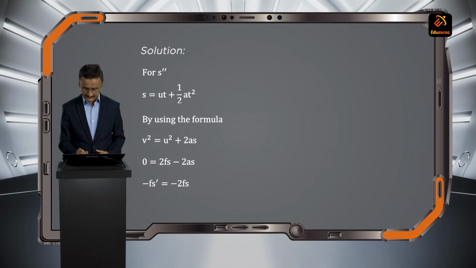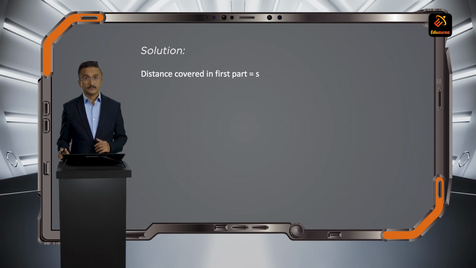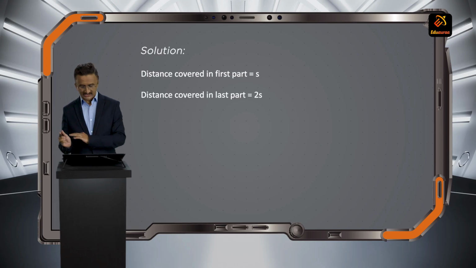Minus fs is equal to 2fs. So minus becomes plus on the left side, so f gets cancelled. So this new distance s dash is equal to 2s. The distance covered in the first part is s. The distance covered in the last section is 2s.